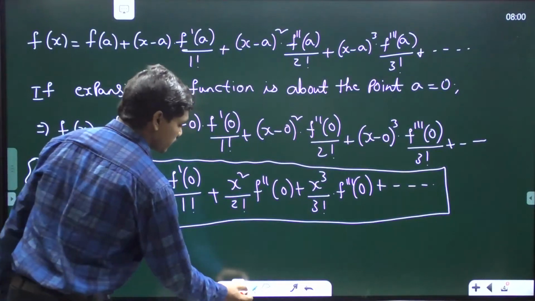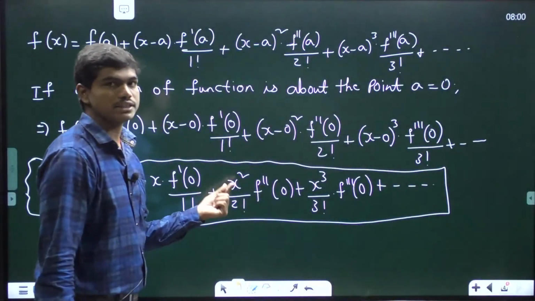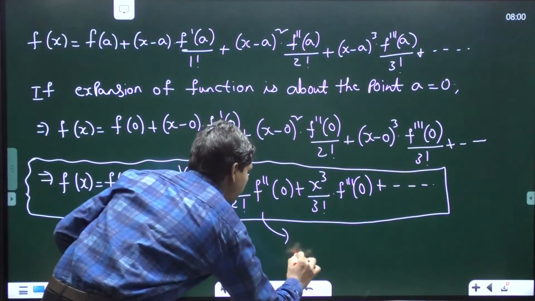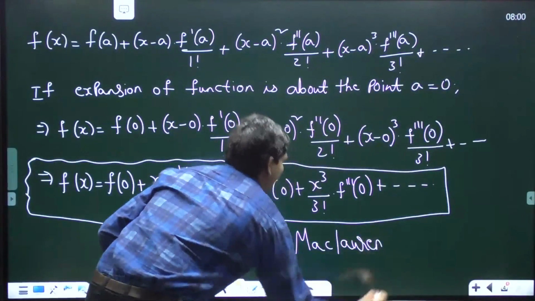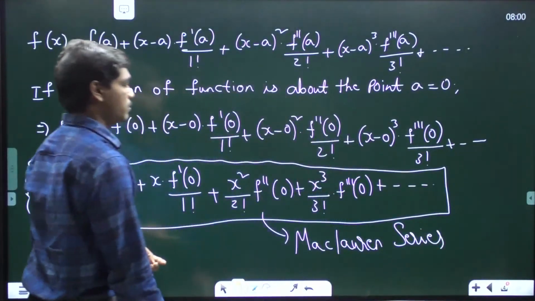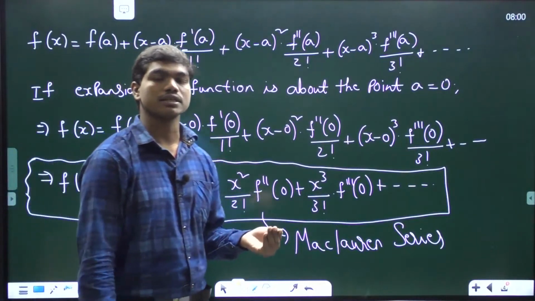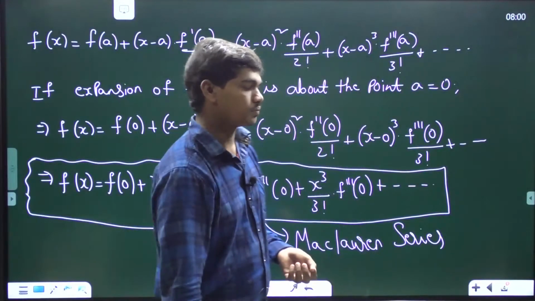This expansion of Taylor series about the point a is equal to 0 has got a specific name, which is called Maclaurin series. So Maclaurin series is nothing but a special case of Taylor series when you expand the function about the point a is equal to 0.